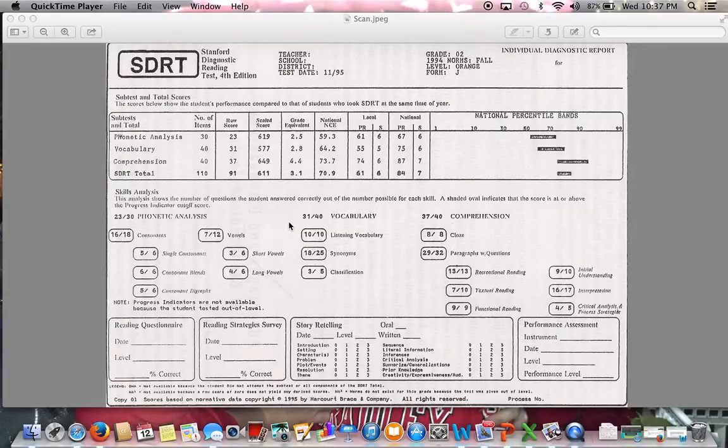Hi, parents. I just want to talk to you about the standardized tests your children take during the school year and give you some understanding about what these results mean. First off, you're probably wondering why our child even has to take these standardized tests. And actually, there are many reasons for this.